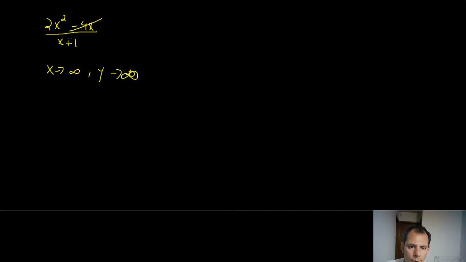Now what about when it's negative infinity? X approaching negative infinity. So this is going to be positive because it's squared, and this is going to be negative because x is elevated to an odd power. So positive divided by negative, y will approach negative infinity. Fine, that's great. But there's something more interesting here.